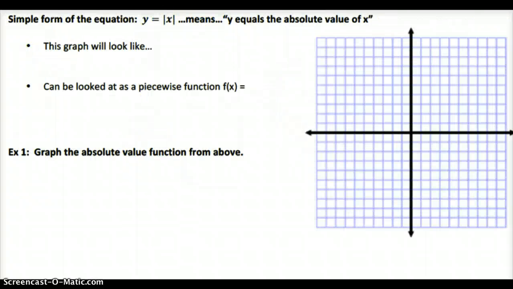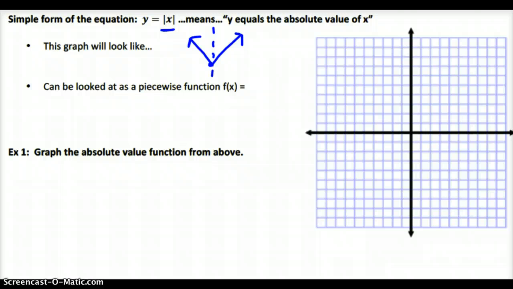So the simple form of the absolute value function is just y equals the absolute value of x. So absolute value are these straight brackets there. And again, the simple form will look like just facing up like a normal V, and it will have a line of symmetry right through the vertex, like we just talked about.